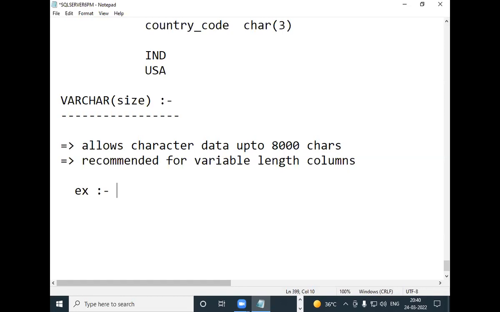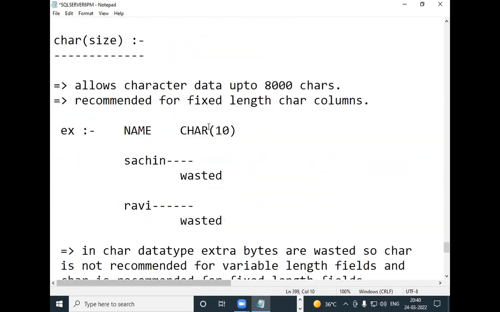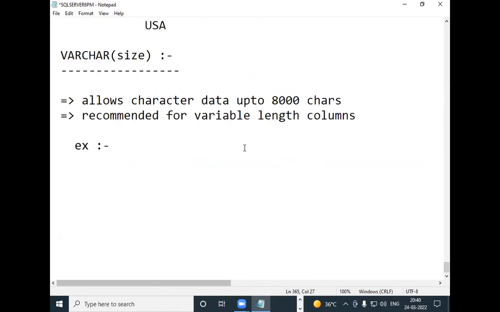Example for variable length: just now we covered name. Name is variable length. Suppose name, so declare varchar of 10. 10 is the size. If I give size 10, 10 bytes are allocated. If I give 100, 100 bytes. 1,000. What is the maximum size? The maximum size can be up to 8,000.